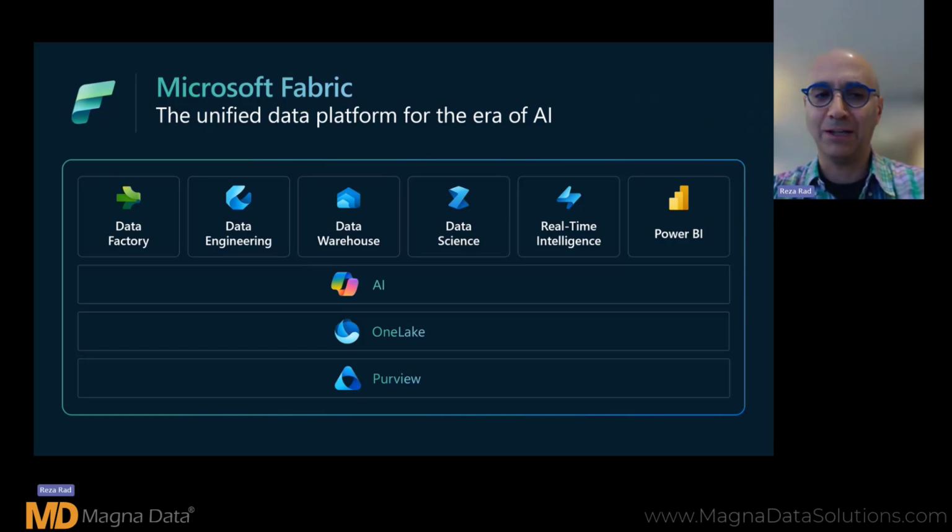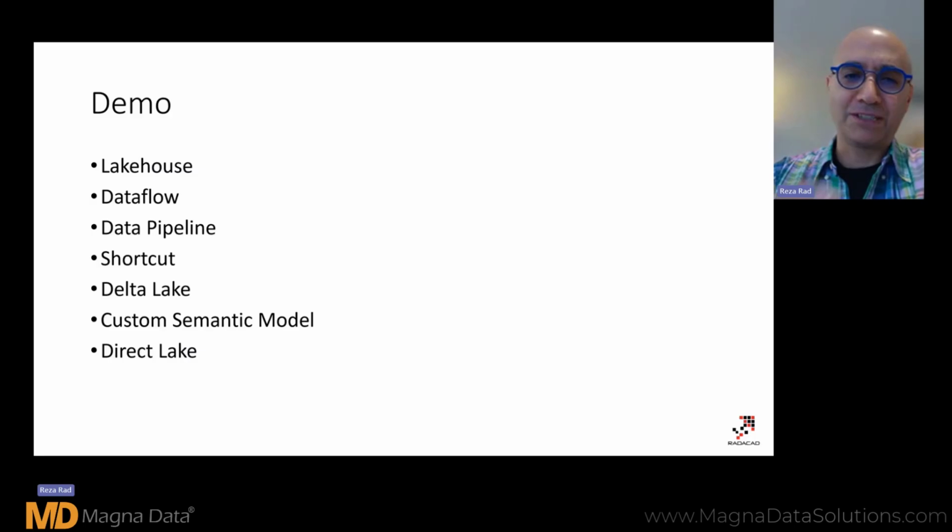Like, for example, we have Copilot in Data Flows, Copilot in Data Warehouse, Copilot in Power BI. So that is all the Fabric, basically, a very quick introduction. Now, that was pretty much all of my slides.